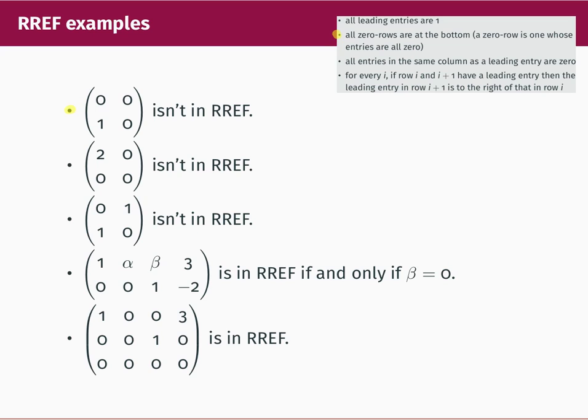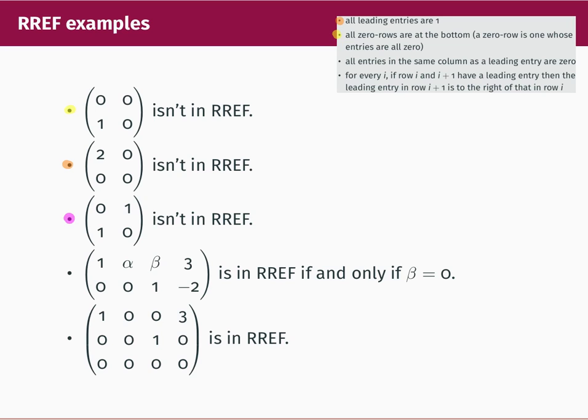Next example. This matrix is not in row-reduced echelon form. Pause the video and decide for yourself why not. The answer here is that row 1 has a leading entry, and that leading entry is 2. But in a row-reduced echelon form matrix, leading entries must be equal to 1.